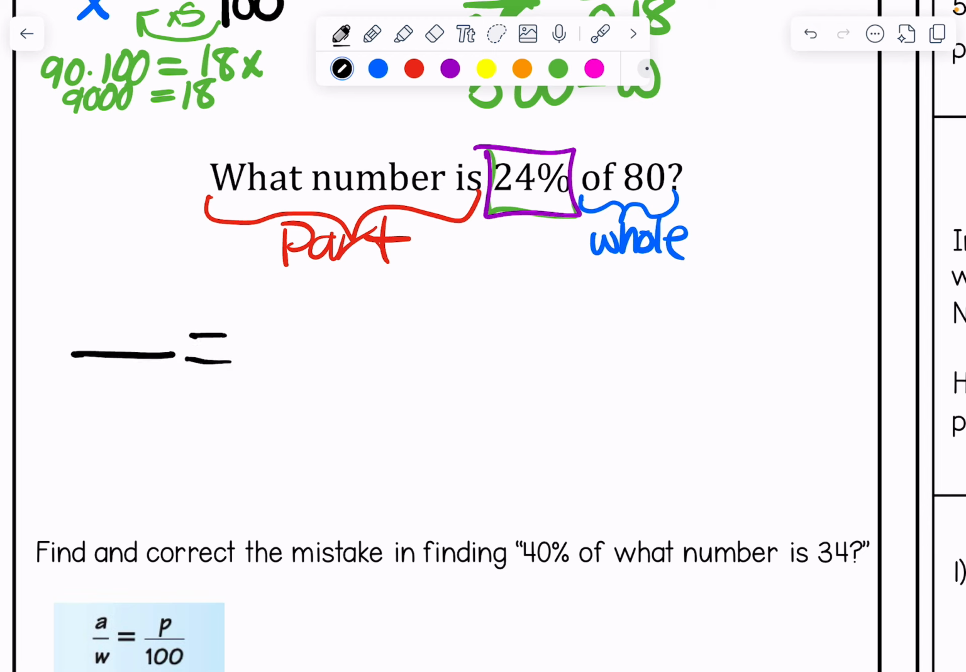So again, we have a variety of ways we can set up the problem to solve it. I can use the percent proportion. 24 is my percent, so it automatically goes over 100. If 80 is my whole, that's my denominator. And then I'm solving for my part. So I could use that proportion and then use one of my proportion solving strategies. We could use cross products. We could try simplifying the 24 100ths and use that information to give us an equivalent ratio.